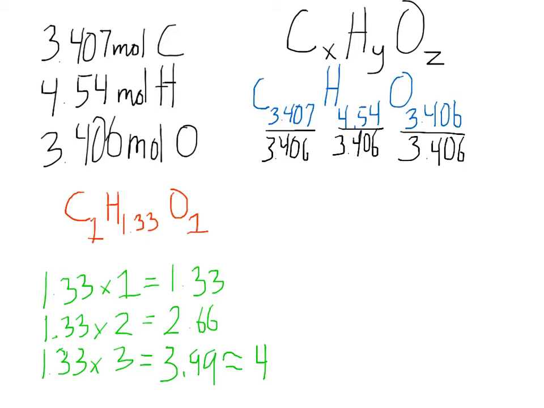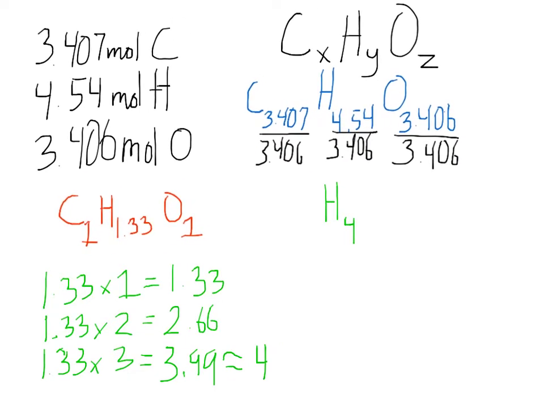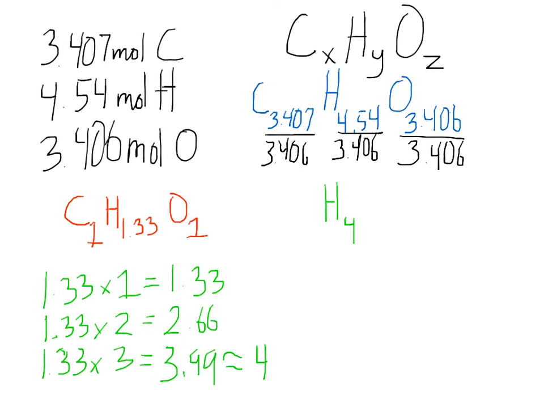So now we have the hydrogen is now a 4. We multiply the hydrogen by 3. 1.33 times 3 equals 3.99, which is about 4. So we multiply this part by 3. Remember, the 1 to 1.3 to 1, that is a ratio. So if we want to keep this all the same, we have to multiply these by 3 as well.